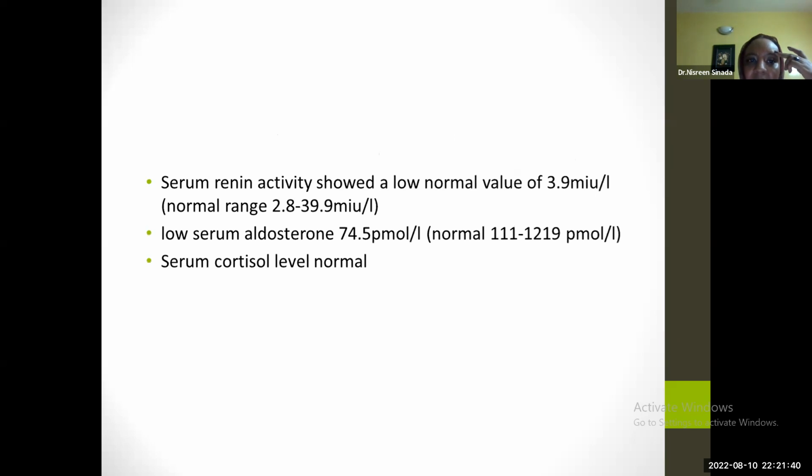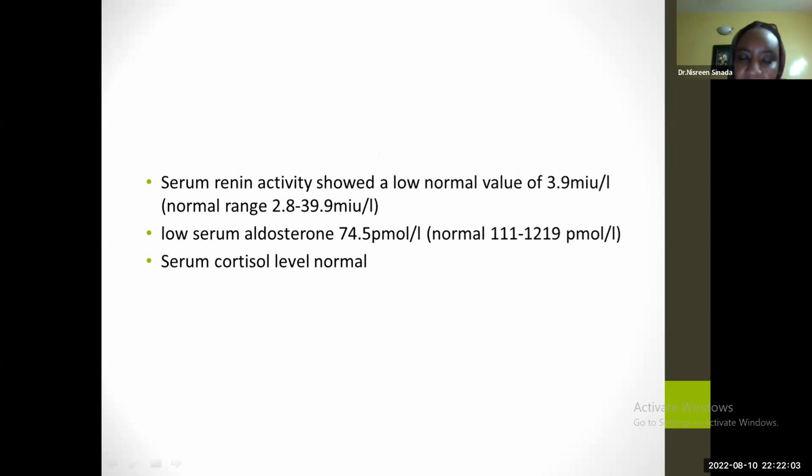After that, we did the serum renin activity, which is low. And we did the aldosterone level, which is very low. And we did the serum cortisol level, which is normal. So this is going with what? What is your diagnosis now and how do you confirm it?